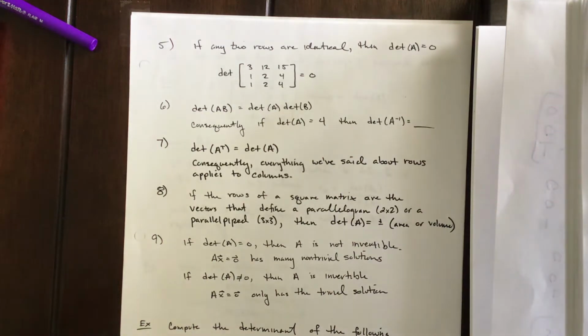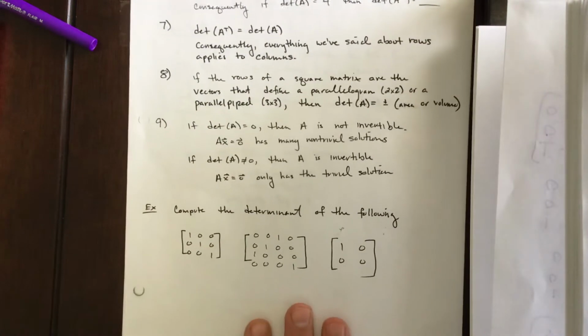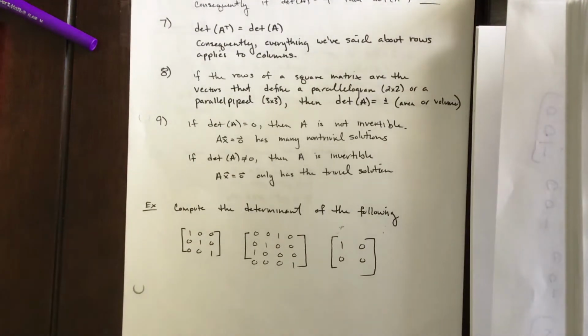Hi there. So this is part 2 of our lecture on determinants. Okay, so we got through the 9 properties of determinants. We had a couple more examples that we wanted to look at. At the bottom of this page, compute the determinant of the following.